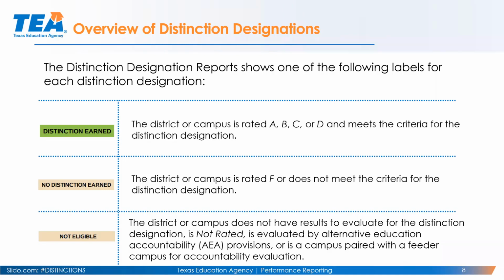Next is no distinction earned, and this is for when a district or campus is rated F or does not meet the criteria for the distinction designation. Last is not eligible, and that's the label for when a district or campus does not have results for the distinction designation, or is rated not rated, or is evaluated by alternative education accountability provisions, or is a campus paired with the feeder campus for accountability.